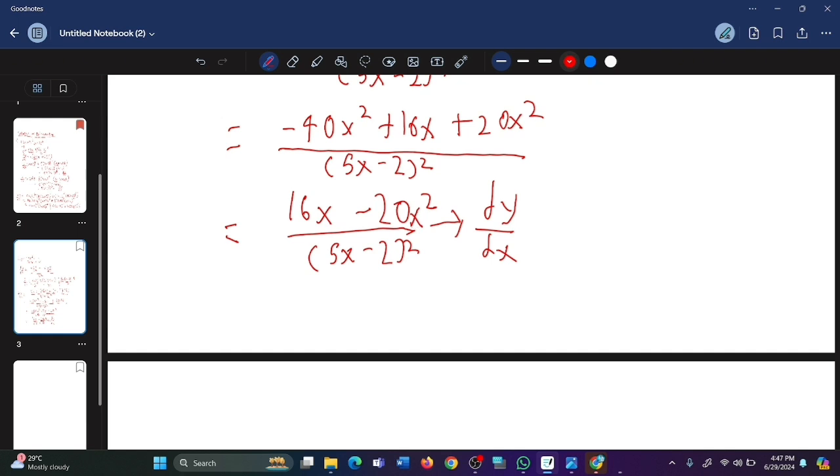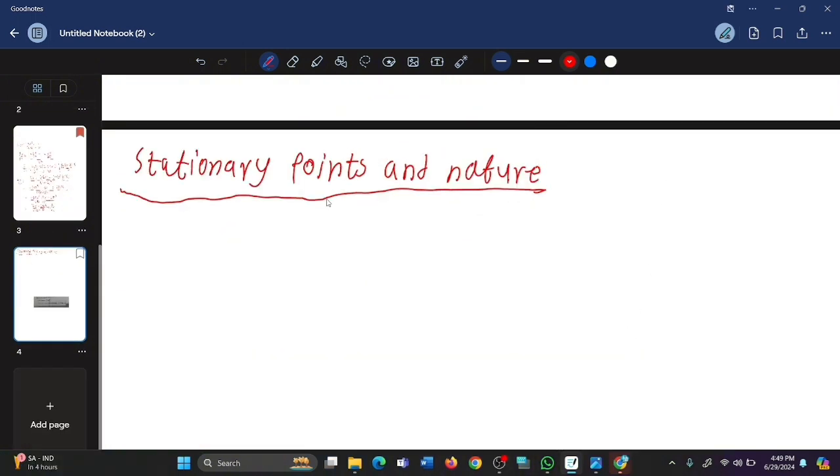So now let's go on with the next topic, that is stationary points and its nature. So what do we actually understand by stationary points? As I said earlier in the video where I taught differentiation, differentiation finds the gradient of a particular point on a particular curve. So let's say we have a curve like this. Here we can say there is a turning point. Initially the curve was downward sloping, then it became upward sloping. So there is obviously a turning point where the gradient was zero.